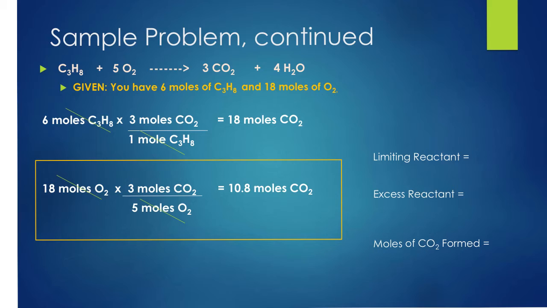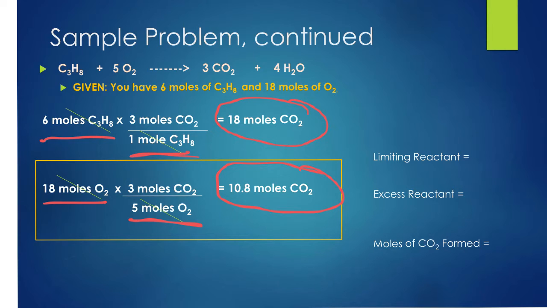So here we have the starting values that we said in the previous page, and we are using the mole ratio from the balanced chemical reaction. And here we get 18 moles of carbon dioxide can be produced, and here we get 10.8 moles of carbon dioxide to be produced. Well, the question is, which one is the one that limits how much CO2 can be produced? And that's the one that produces the least amount.